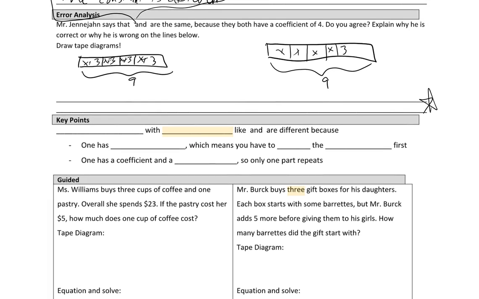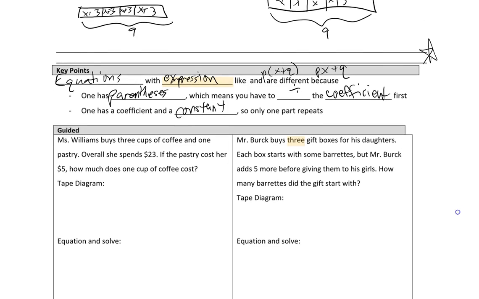All right, so for your key point, when we have equations with expressions like, and again, on your paper you have p(x plus q) and px plus q. These are different because visually we can see one has parentheses, which means this is what we did yesterday. We have to divide the coefficient first. So whatever number is in that spot for p, we would divide that first. The other one, px plus q, still has a coefficient of p, but it also has a constant that's truly all by itself, constantly lonely. So only the p is repeating on that one. It's not attached to the q.